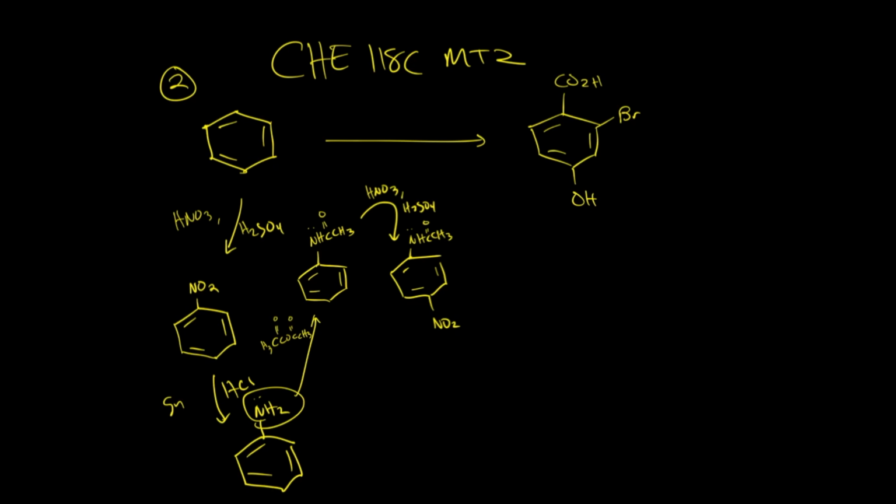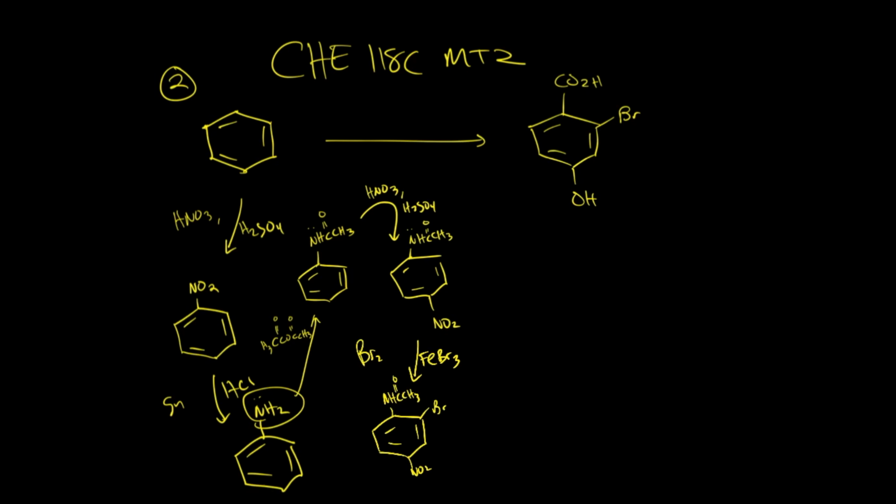Now, the reason I added an NO2 group first and went through this whole reaction instead of adding the Br group first is because notice my NO2 group here, this is a meta director, and meta relative to my NO2 is the location for the Br. So that's perfect, right? So now that we have a meta director, I can use Br2 and FeBr3 and get my Br exactly where I need it to be.